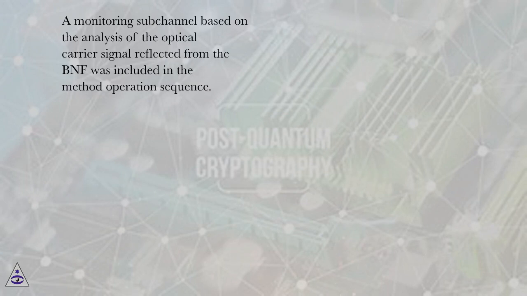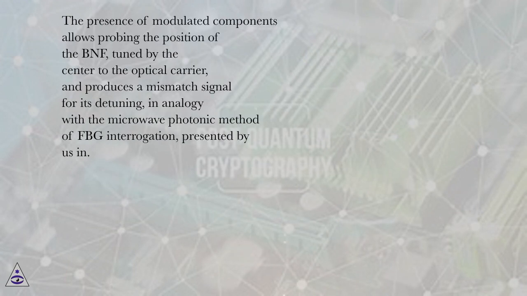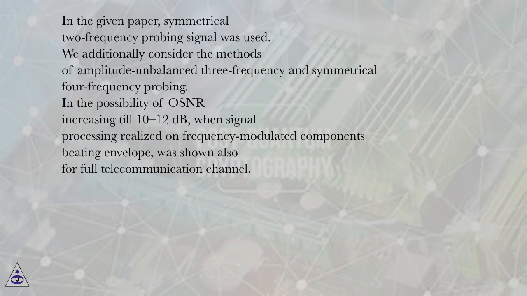method operation sequence. Before reflection, the carrier of the synchronization channel of the QKD-CMC system is modulated by amplitude at the FCL/100 frequency in the data generation stage, where FCL is the frequency of the clock synchronization signal, 1 to 10 GHz. The presence of modulated components allows probing the position of the BNF, tuned by the sender to the optical carrier, and produces a mismatch signal for its detuning, in analogy with the microwave photonic method of FBG interrogation presented by us in the given paper.